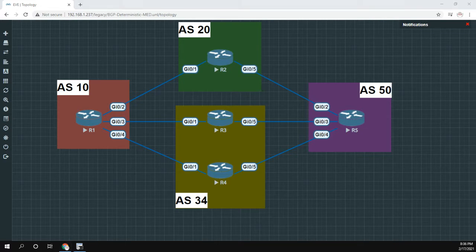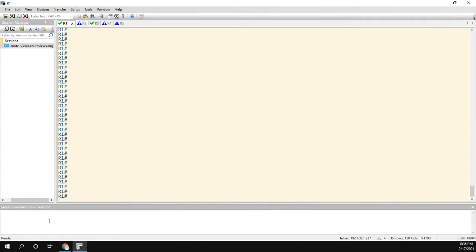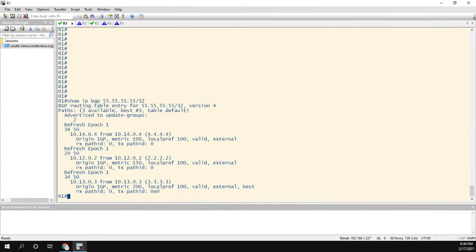So the network here is pretty simple. R5 over here, we're advertising a route in 3 different directions. And all 3 of those are then in turn being advertised to router 1 with different MED values. So let's go ahead and take a look at R1 and see what they look like. Alright, so you can see we have 3 different routes here. We have one from router 4, one from router 2, and one from router 3.